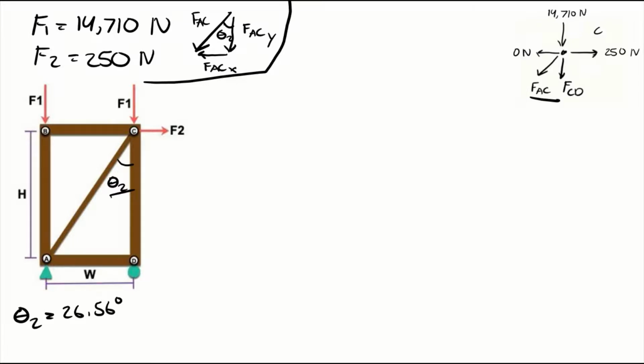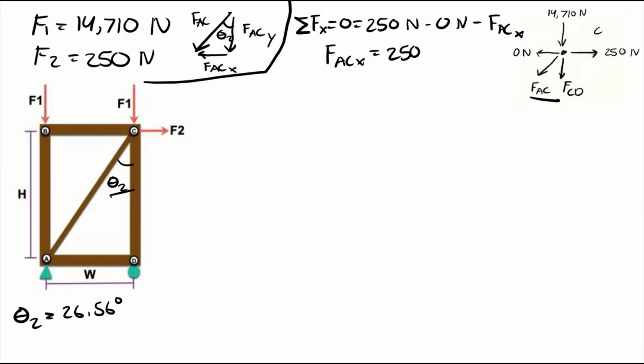So we can move to summing forces in the X and the Y. We'll start in the X. So sum of forces in the X equals 0 equals 250 newtons minus 0 newtons minus F sub AC sub X. From this equation, from summing in the X direction, we can see that F sub AC sub X is equal to 250 newtons.